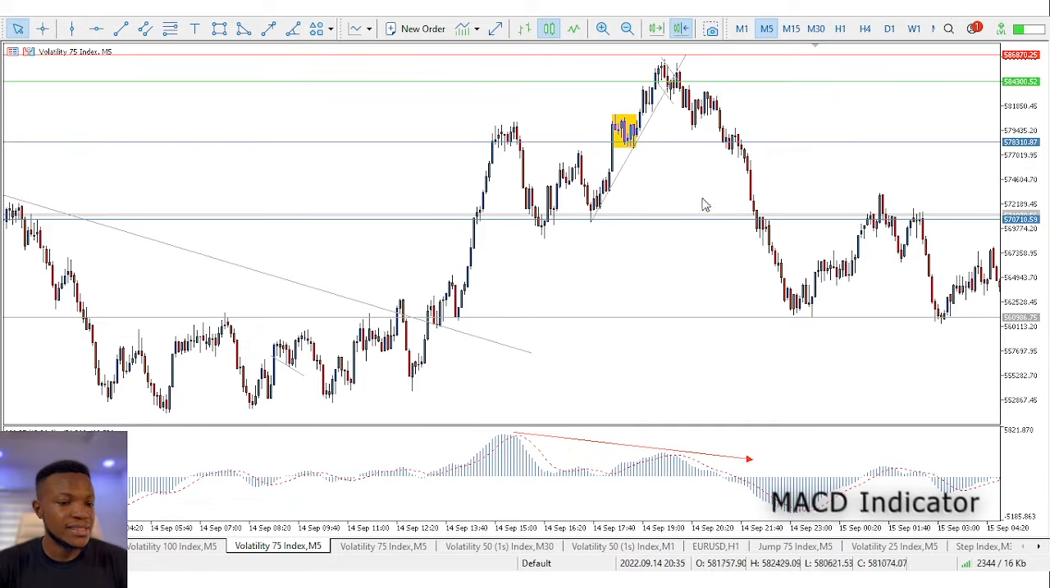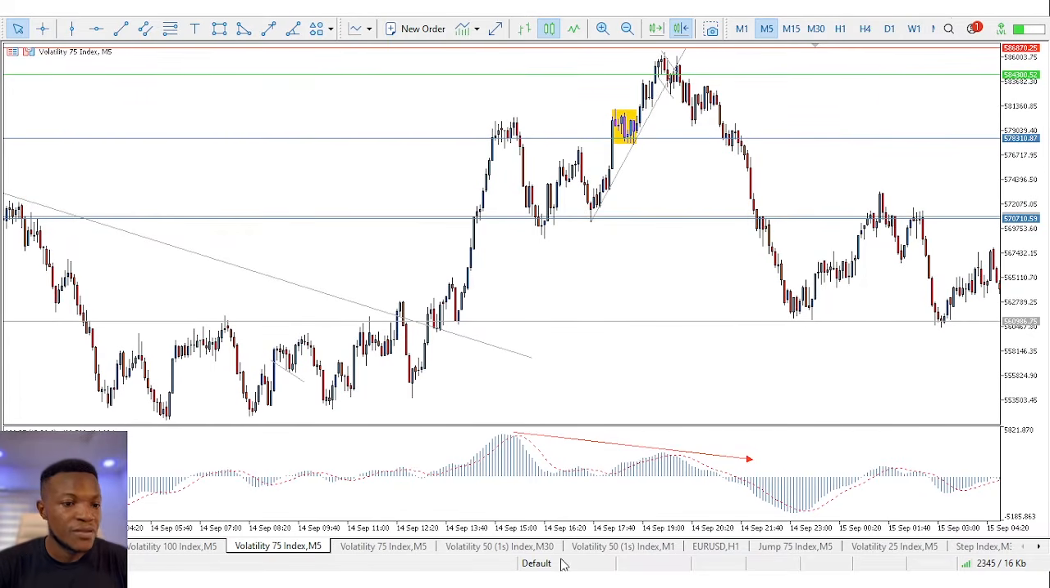So what are the settings for the MACD? I use the preset settings, which is 12, 26, 9 on the MACD, right? And that's what I have here.